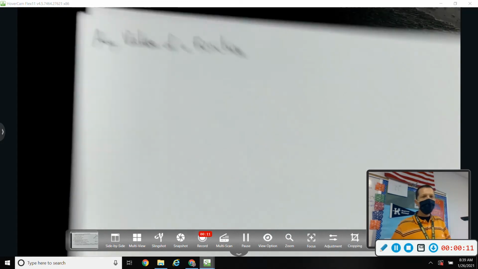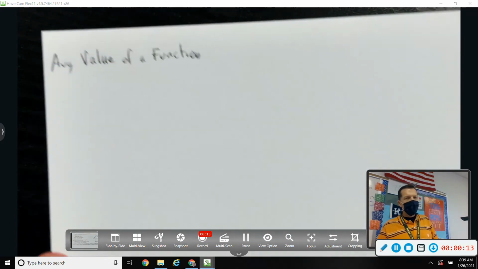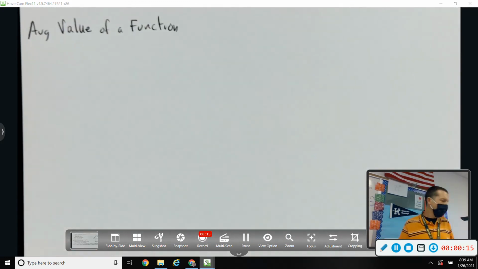Average value of a function. So you're used to finding an average by adding up all the numbers and dividing by however many there are. Like, that's how you find your average test grade. Add them all up and divide by 3 or 4, and that's your average. Well, for a function, that's a little bit harder to do because you don't have 3 or 4 points. You have like 1 million points or more than 1 million points.